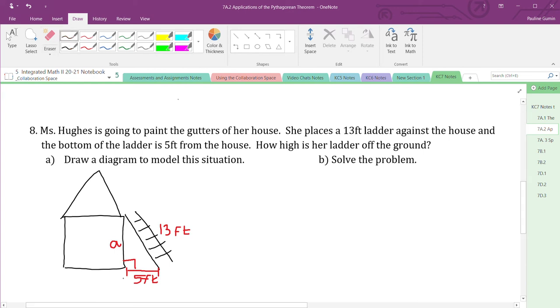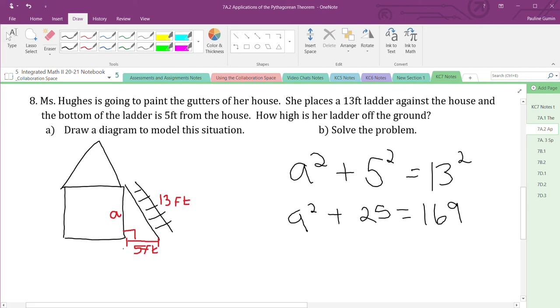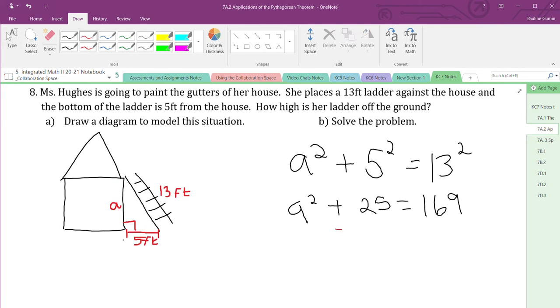So let's do this problem. I don't know my leg that's the height of that house or where my ladder lands on the house. That's A squared. I know the second leg of my triangle, that's 5 squared. And the hypotenuse is 13 squared. That's the length of my ladder. All right, let's get it. So we have a squared plus 25 is 169. Let's solve this equation first by subtracting 25 from both sides. So we have a squared equals 144.